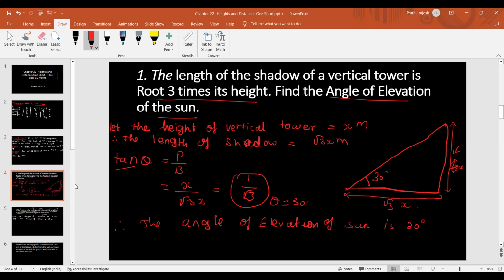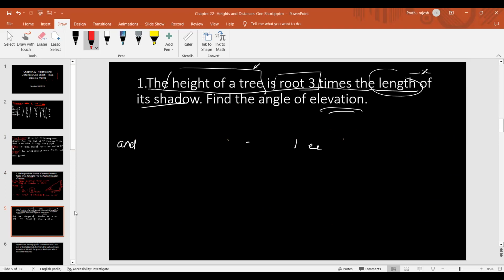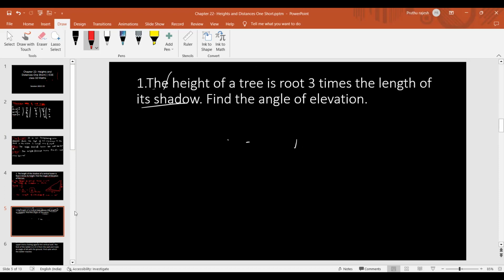So is it clear, everyone? Okay, fine. If it's clear to everyone, please press one like button. Next, we'll go to the next problem. It is exactly similar to what we solved right now. Okay, just give me a minute. Just clear everything.